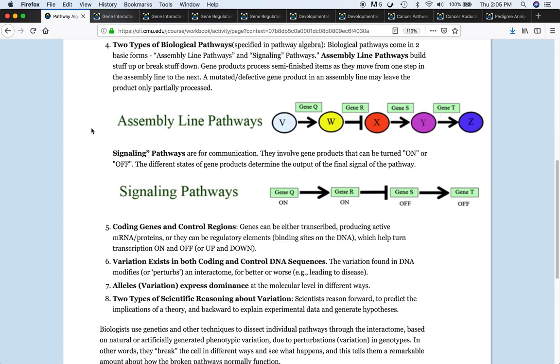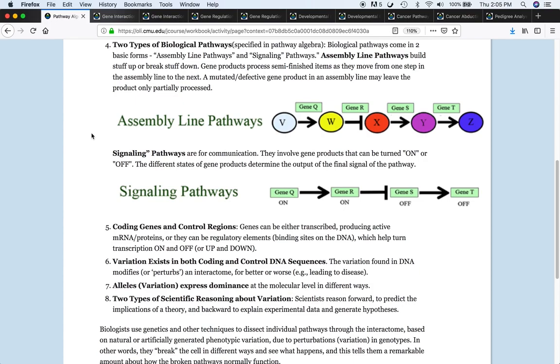Example assembly line pathways include things from simple chemical reactions to much more complex processes like the Krebs cycle, glycolysis, fermentation, even transcription and translation. They all take inputs and produce the required outputs, mostly guided by enzymes or other gene products.